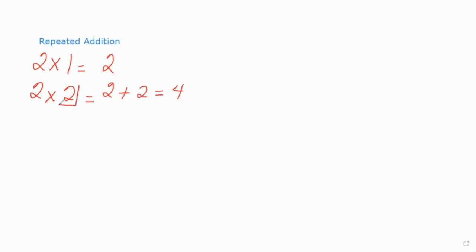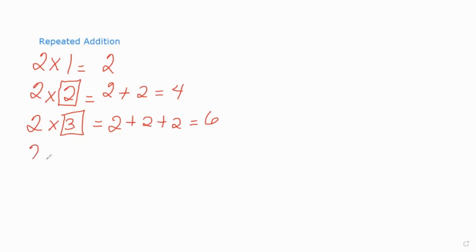This is how many times you write the number, okay? You're writing 2 two times, but you're adding it because multiplication is what? Repeated addition. Yes. Okay. So the next one is what? 2 times 3. You're writing 2 how many times? 3 times. 2 plus 2 plus 2. So 2 plus 2 is what? 4. 4 plus 2 is what? 6. Okay. So 2 times 3 is 6 because you write 2 three times and you add it.